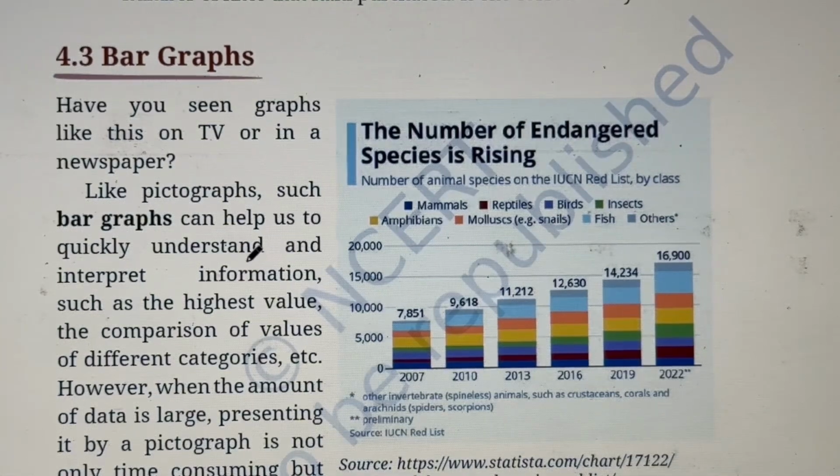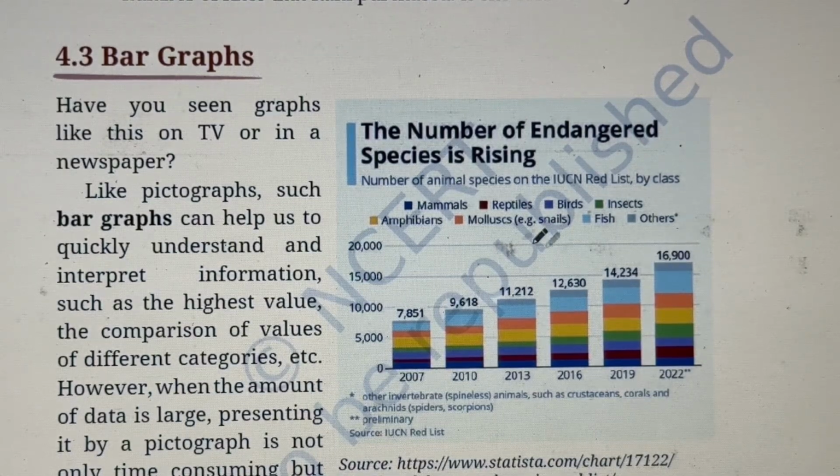So like pictograph, it had pictures. The bar graph can help us to understand and interpret the information quickly. You can easily decide, like, see, it is going on increasing. You can see the height of the bar graph. So you can say that the endangered species are increasing year by year.